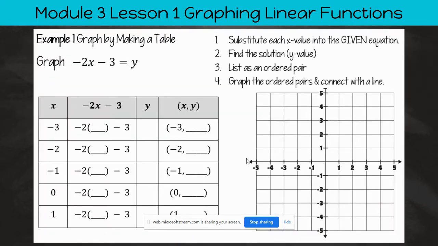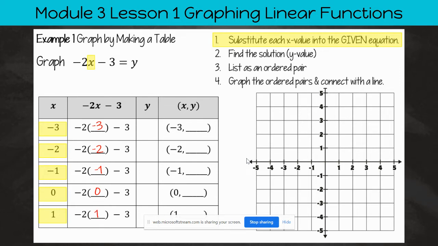So in this example, we're going to graph by making a table. We have the equation negative 2x minus 3 equals y. Our first step is going to be to substitute each x value into the given equation. So instead of having x in the equation like it's given to us, we're going to substitute in these x values. First one is negative 3. Next is negative 2, negative 1, 0, and 1.